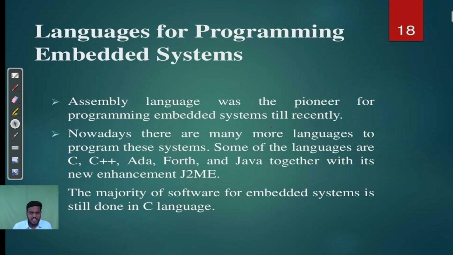The languages for programming embedded systems are assembly language and embedded C. Nowadays there are more languages like C, C++, Ada, Forth, and Java, together with new enhancements like J2ME. The majority of the software for embedded systems is still done in C, like I already told in embedded C. Nowadays, a combination of Python and C is used to create automation in embedded systems.